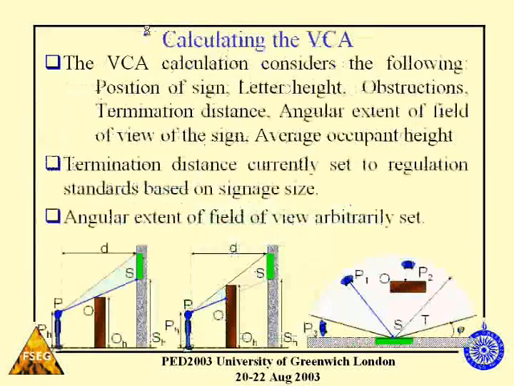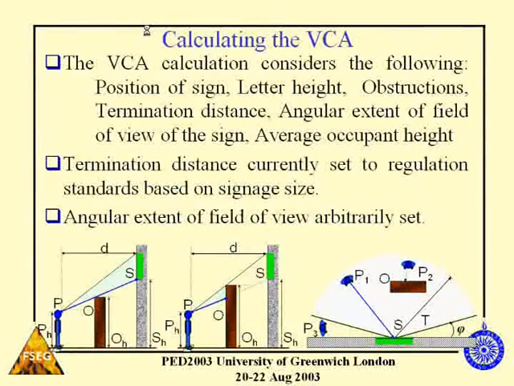The visibility catchment area, as I said, takes a number of factors into account. It takes the height of the observer, the height of the obstacle, where the sign is, the size of the sign, the height of the sign, and so on. And we have a termination distance for the visibility catchment area. At the moment, that's based on what's written in the regulations. So you can't see the sign indefinitely in a straight line. There'll be a termination distance based on the size of the sign and the size of the lettering.